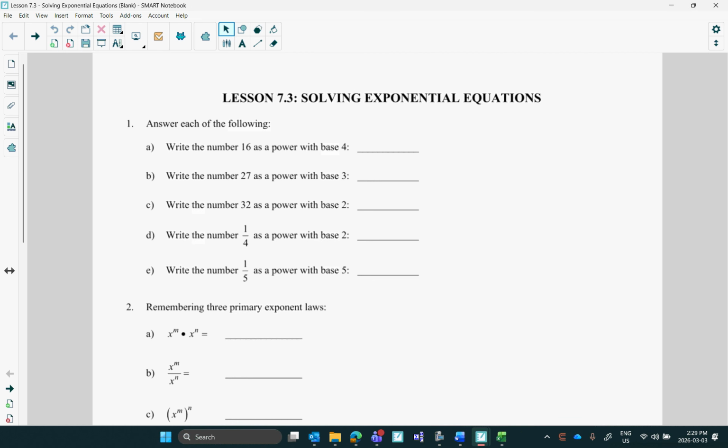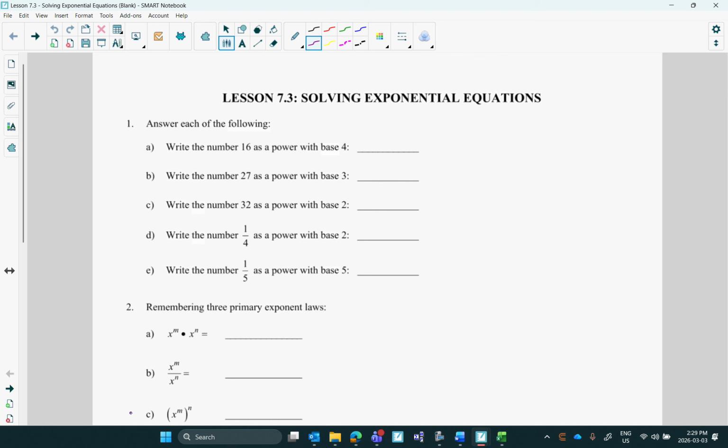So in this unit, we've been talking about exponential functions, what they are, how to graph them, how to graph transformations of them. Now we're going to look at solving exponential equations. But you need to refresh your mind on a little bit of math before we jump into these. So the first question is, how would you write the number 16 as a power where the base is 4?